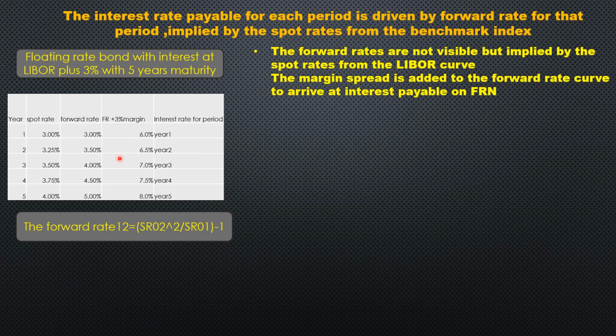And so this column gives the interest rate payable for each period. That is 6% for year 1, 6.5% for year 2, 7.7% for year 3, like this. All these interest payables are arrived at the inception of the contract. Now these rates are reset on the next reset date as per the new LIBOR curve prevailing on that day.